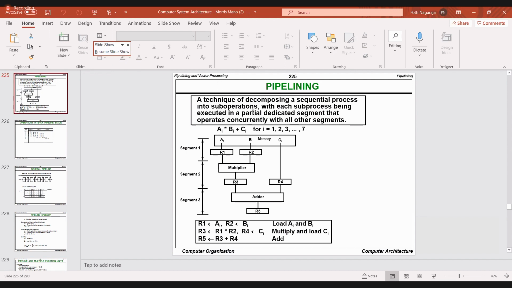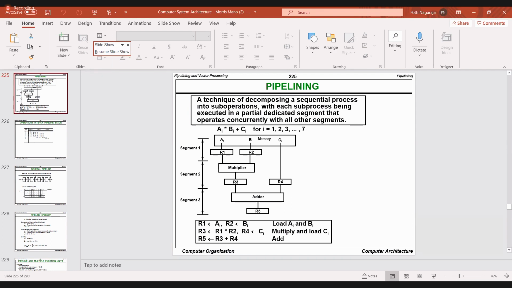Pipelining is nothing but a technique of decomposing a sequential process into sub-operations, with each sub-process being executed in a partial dedicated segment that operates concurrently with all other segments. I will explain this definition with the help of one example. Try to understand the point: at a time you will execute more number of steps. We will not perform only one step; a number of sub-operations will execute continuously.